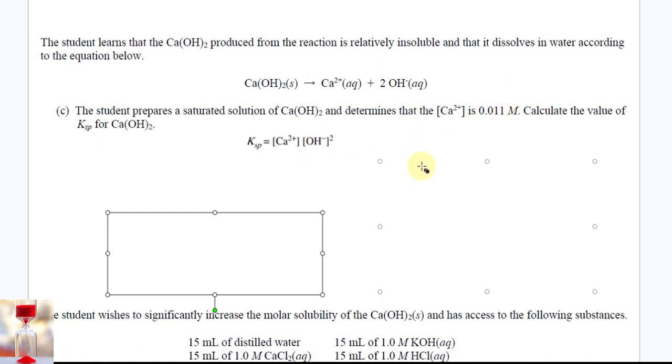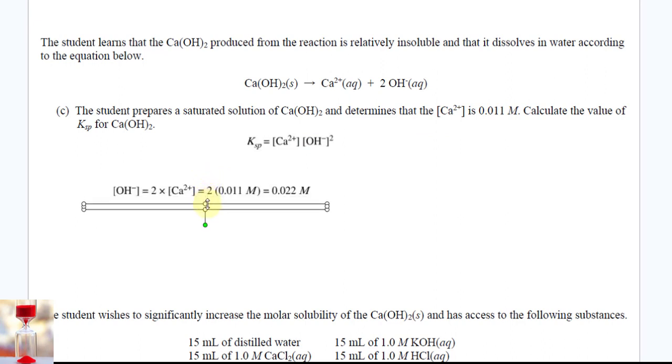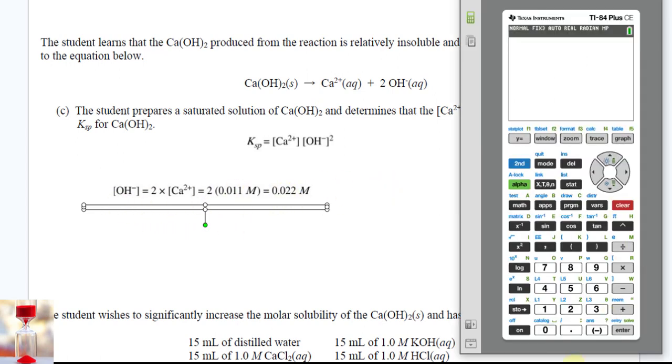Now, they didn't give us the hydroxide ion concentration, but that's going to be pretty easy to figure out because you know that this is a coefficient of 2, and for every 1 calcium, you get 2 hydroxides. So I'll take my 0.011 and multiply it by 2, realizing that that's the concentration of the hydroxide ion.